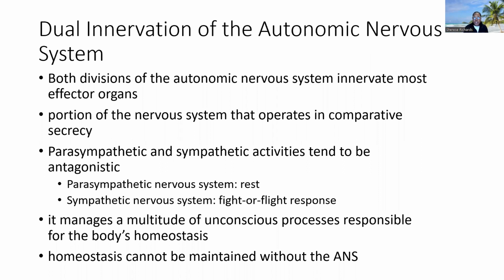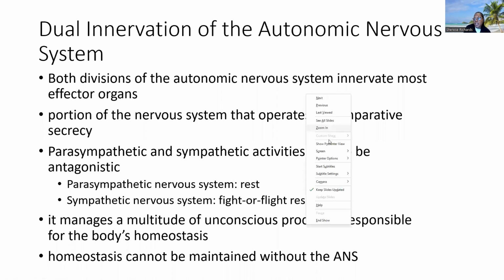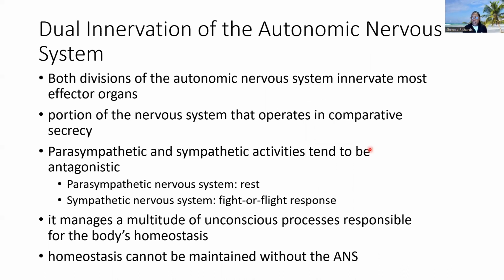It's going to be a portion of the nervous system that operates in what is known as comparative secrecy, which means that there's somewhat of an antagonistic function happening between the two divisions. Comparative secrecy means that if I increase parasympathetic, sympathetic goes down. If I increase sympathetic, parasympathetic goes down. So there's somewhat of a competition, or antagonistic function, between the parasympathetic and sympathetic activities.